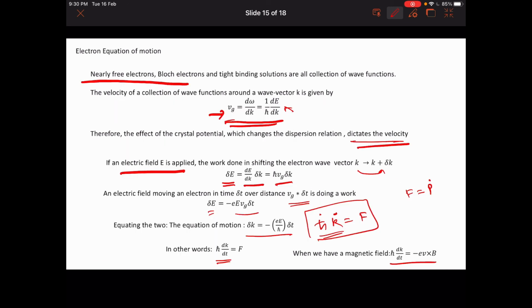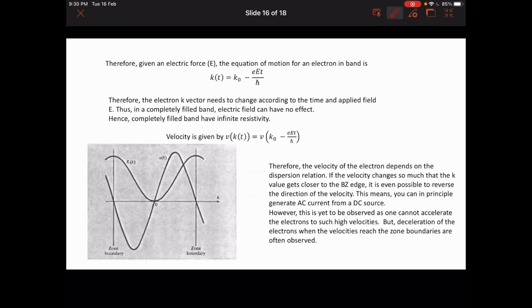So the solution for this equation, h cross k dot equal to F, is k of t equal to k naught minus, let's say you have applied an electrostatic force, E by h cross into t, right? So the electron k vector, or the wave vector, needs to change according to time and the applied field. For any change in time and field, the k vectors have to change. But if there exists no other k vector which is free, then the electron obviously cannot change. So your k of t will remain the same as k naught, and hence there will not be any effect of the electric field. Hence a completely filled band will have an infinite resistivity.